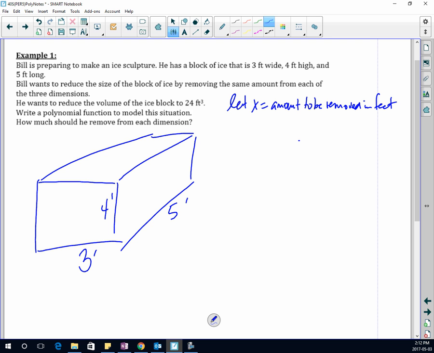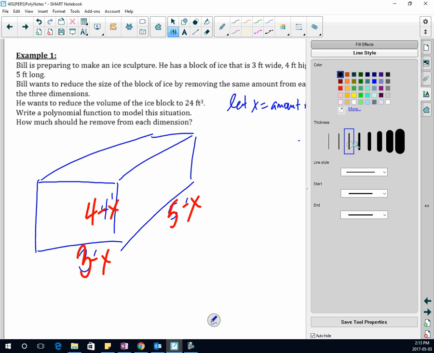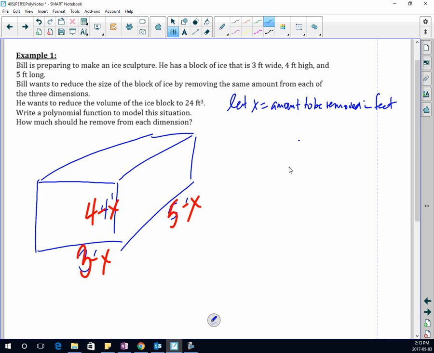Okay, so before we come up with the restrictions, let's think about this. If we're going to remove the same amount from each of the dimensions, does anybody know what the new dimensions would be, if x is the amount I'm going to remove? Yeah, so I'm going to maybe change color here. It's going to become 4 minus x, 3 minus x, and 5 minus x. Does everybody see that? So now that we know how much we're removing, what are the restrictions of x?